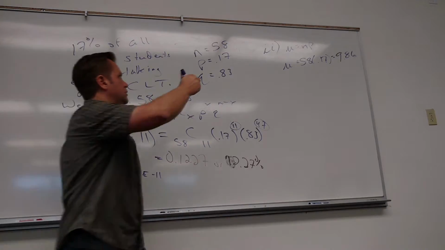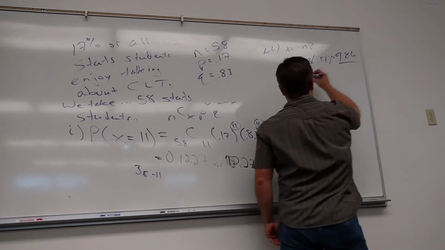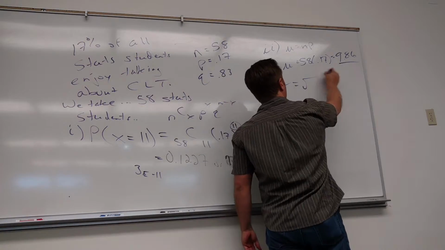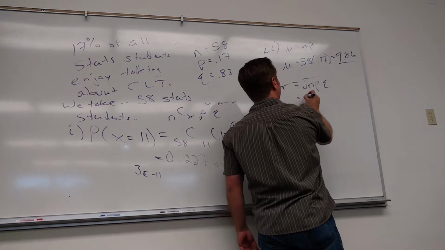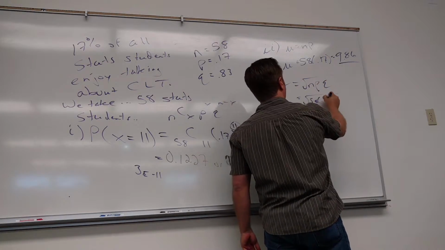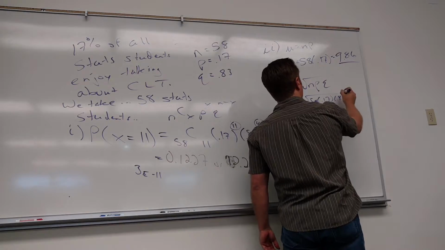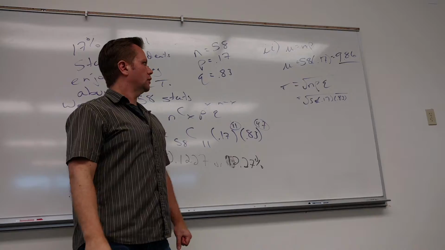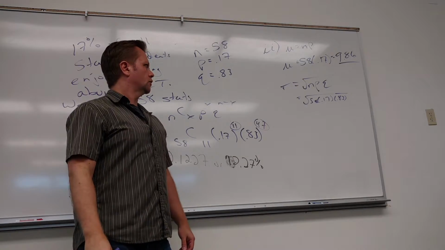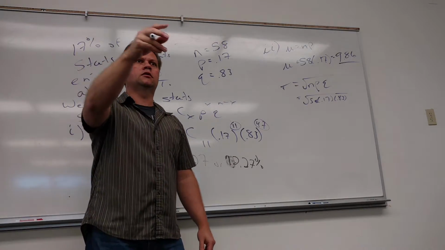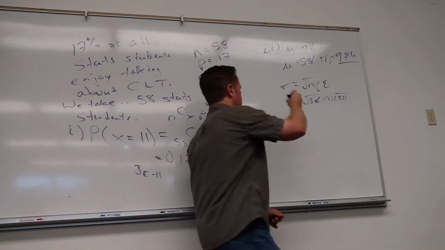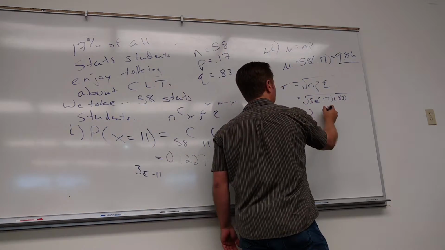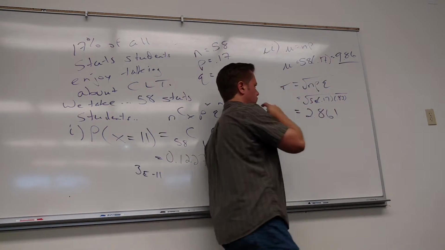All right. And then what's the standard deviation? Square root of NPQ, excuse me. That's right. So square root of 58.17, 0.83. 2 point something, yeah. So that's before you took the square root? Sorry, do it. 8607. 2.861.